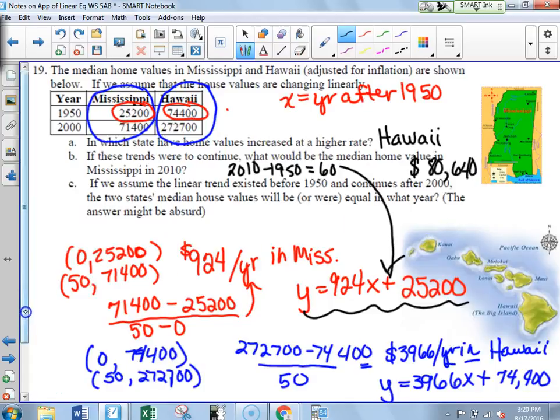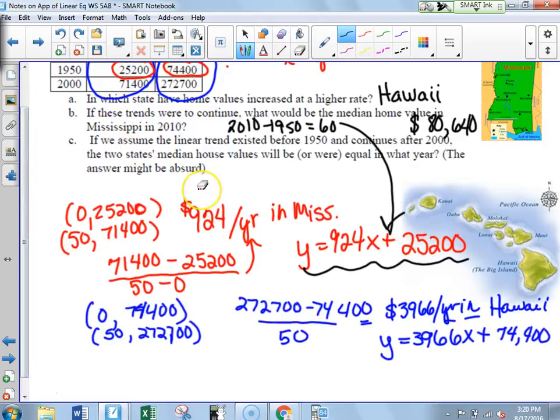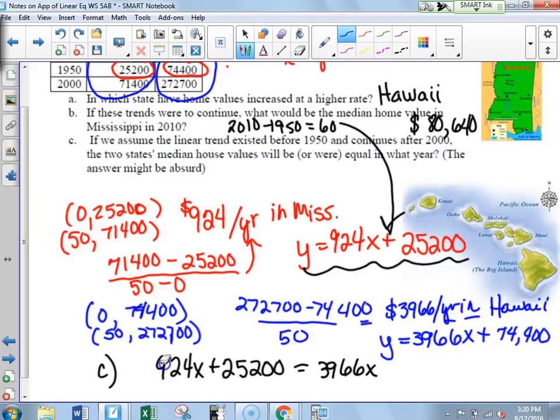Okay, kind of out of room here, but it says, if we assume the linear trend continues both before and after those years, when were they equal? And it says might be an absurd answer. We'll talk about why that is in a minute. What are we going to do to say when they're equal? Set them equal. So we have 924x plus 25,200 equals 3966x plus 74,400. Can you guys solve that? I'm kind of out of room.